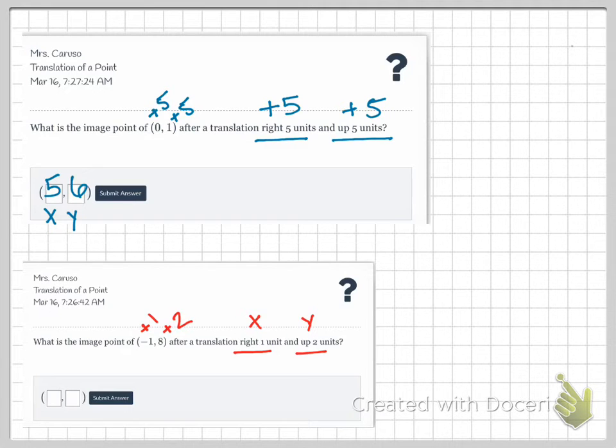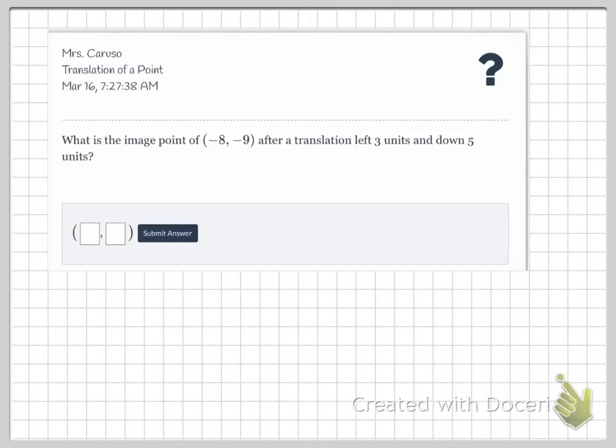Positive 1 and a negative 1 is a 0. And 8 plus 2 is 10. And so my new ordered pair is 0, 10. That was not too hard. Okay, so let's see what's on the next page.